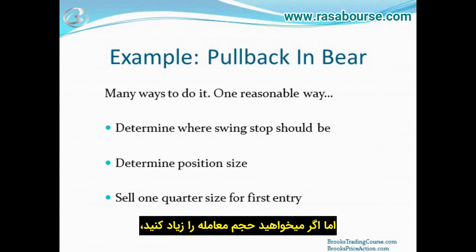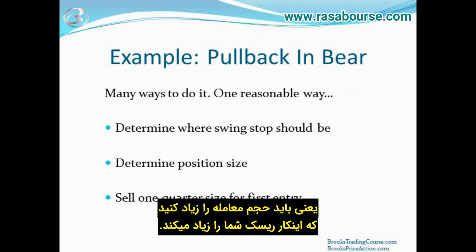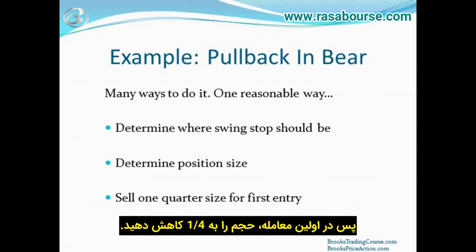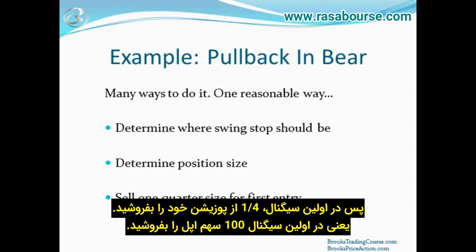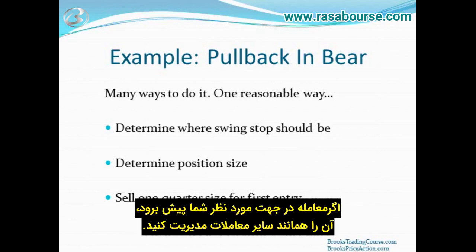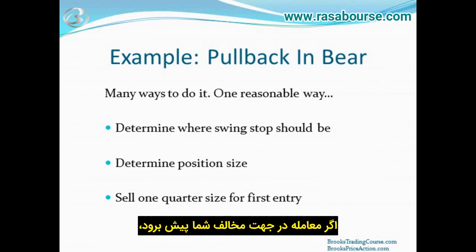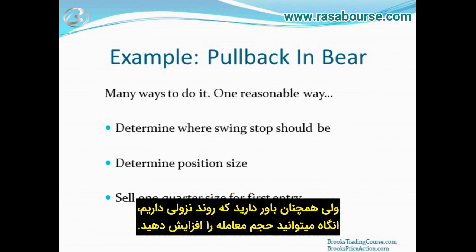However, if you're going to scale in, remember you're going to add to your position, and that will increase your risk. So on your original position, trade a quarter size. So sell 1/4 of your position at the first signal. In other words, you sell 100 shares of Apple at the first signal. And if the trade goes your way, fine. Manage it the way you would manage a normal winning trade. If it continues to go against you, but you still believe the bear trend is intact, then add on.